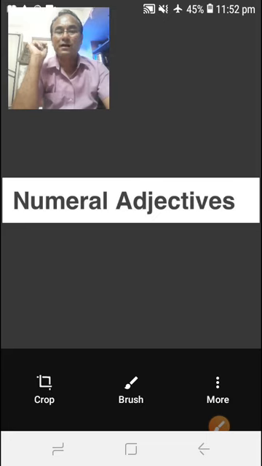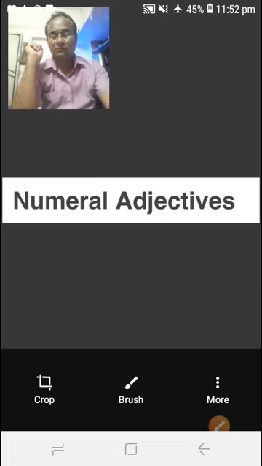Now let's see examples of adjective of number. There are 10 students in the classroom. I stood first in the class. Saturday is the last day of the week. So these are 10, first and last. These are the examples of numeral adjectives.